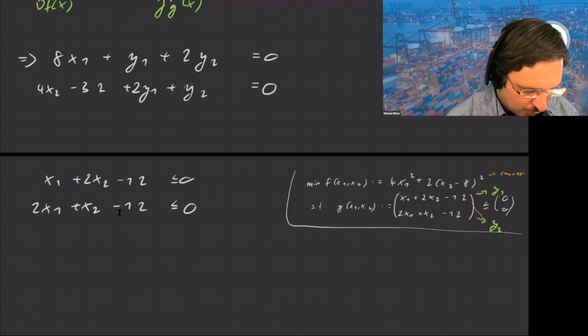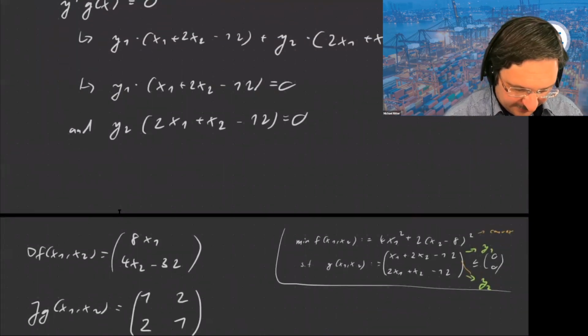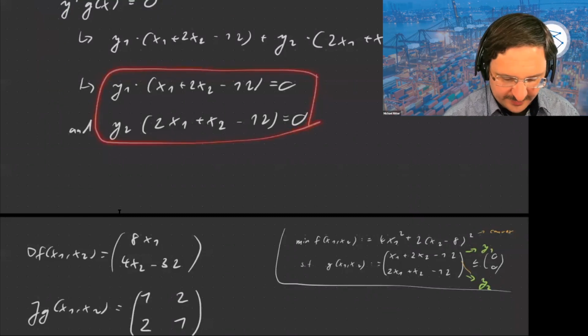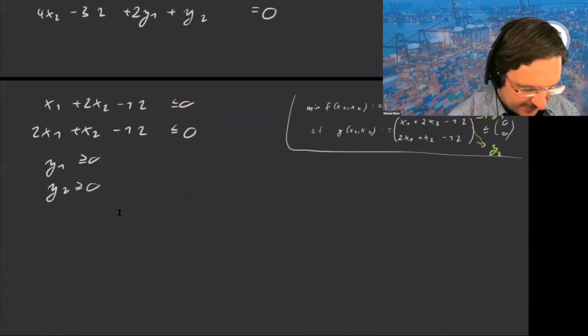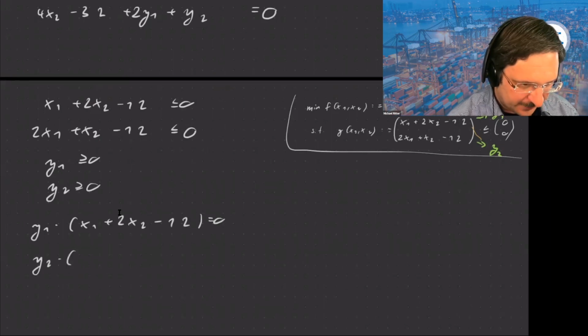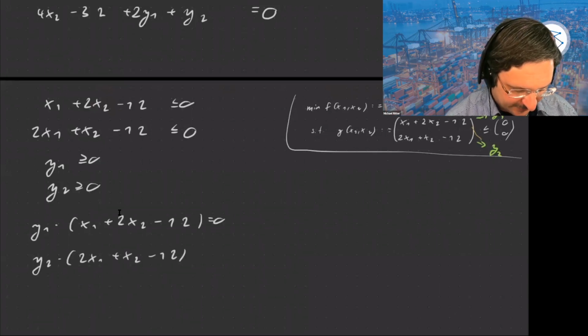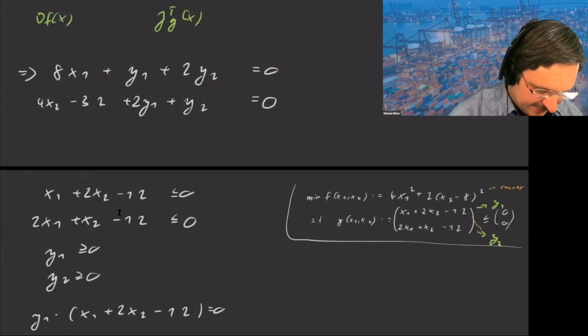Then we have the conditions on the y's. So y1 is greater or equal to 0 and y2 is greater or equal to 0. And finally, we have these complementarity constraints here. We write them in this way here. So we get y1 times x1 plus 2x2 minus 12 is 0, and we get y2 times 2x1 plus x2 minus 12 is 0. So this completes the KKT conditions.